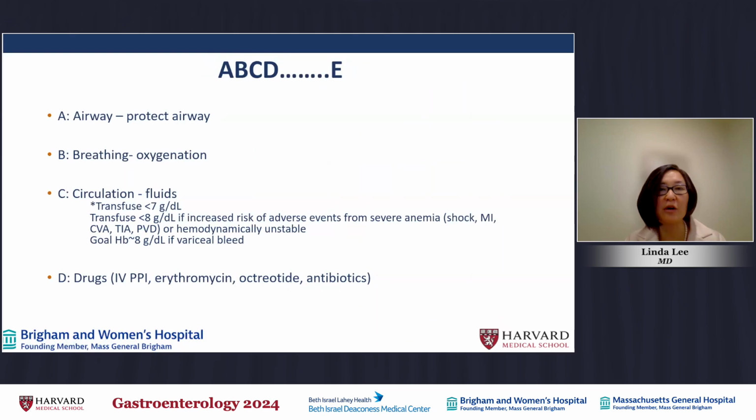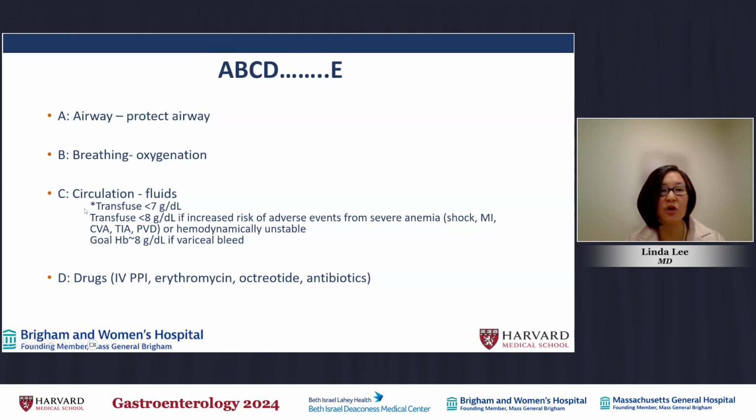Now, I like to think about handling all GI bleeding as A, B, C, D, and then E, endoscopy, is the very last thing that should happen. A, of course, refers to protecting the airway. B, ensuring adequate oxygenation. C, circulation of fluids.